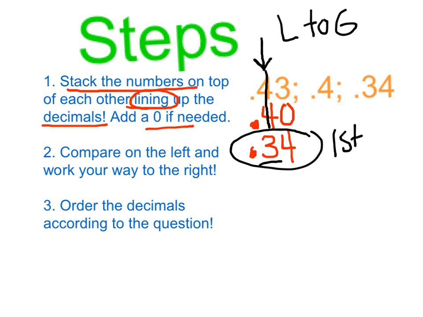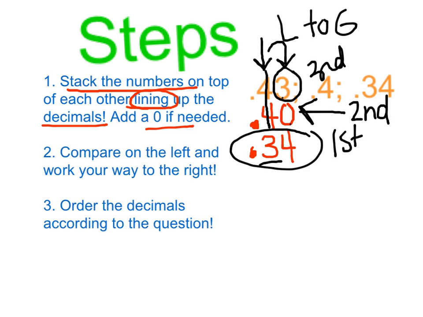Now it says to work your way to the right. Well, I have to move to the right, and I have a 3 and a 0. Which one is greater? 3, you're right. So the 3 is the greater one, which means this one, 4 tenths or 40 hundredths, is the second one. It is smaller, less than 43 hundredths. So this one would be my third.